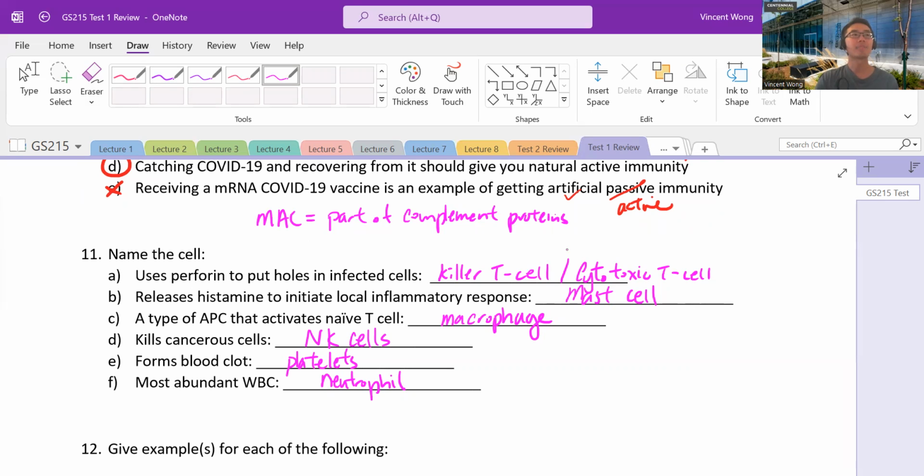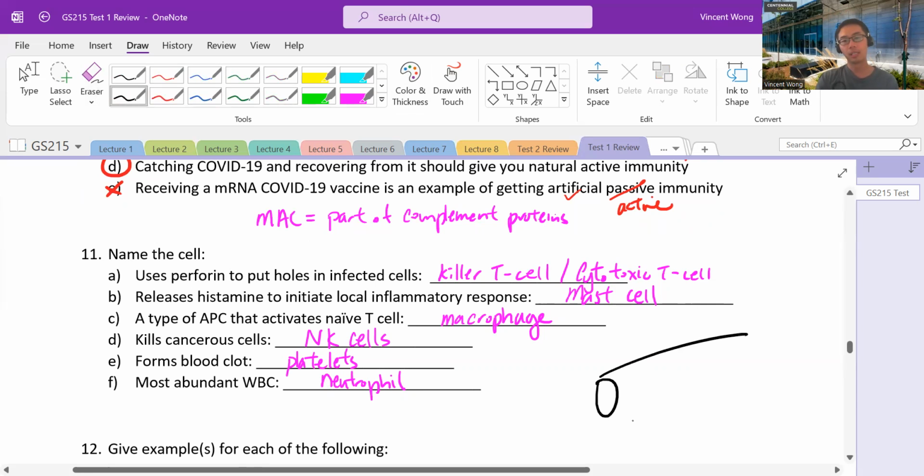Albumin is not a WBC. Albumin is a plasma protein. So it's just one of the many proteins that exist in the yellow portion, the liquid portion of the blood, and it's the most abundant one. You might remember we mentioned in the lecture that because you have a lot of albumin in the blood, it helps draw in water, right? It helps maintain osmotic pressure, right? That's what the albumin is for.